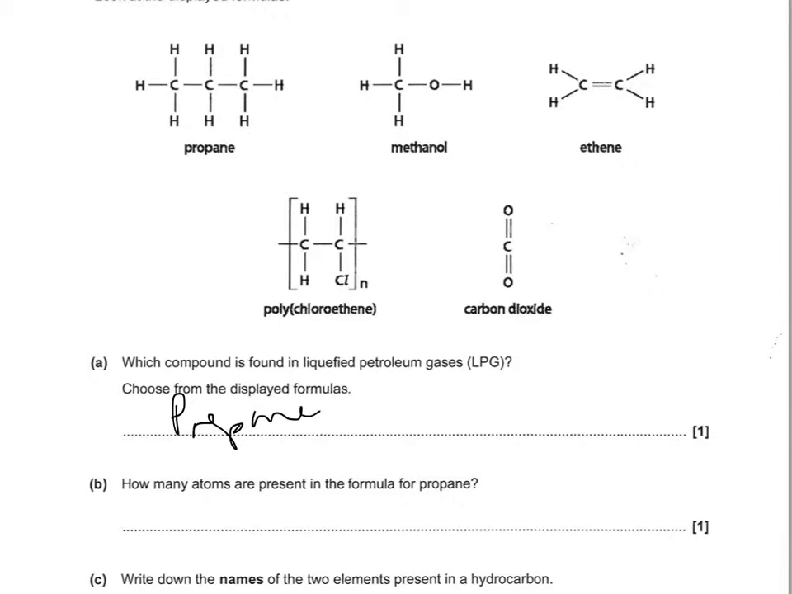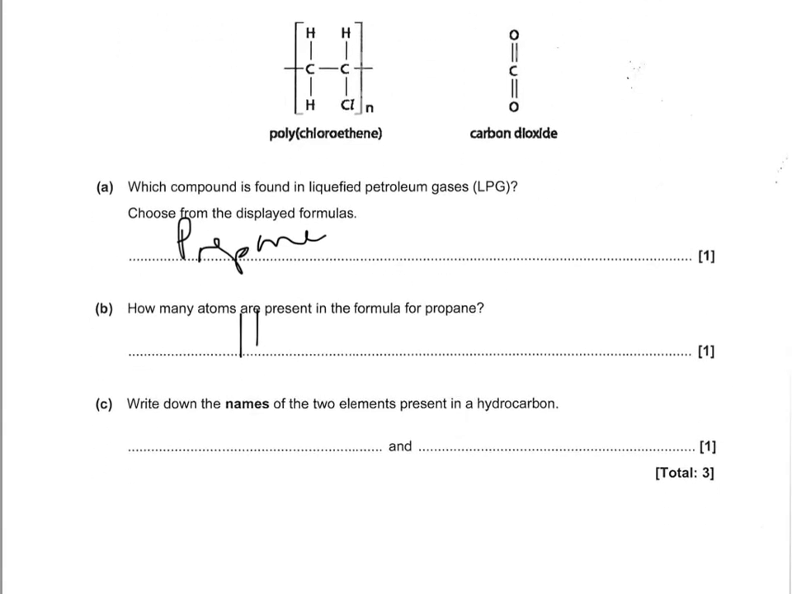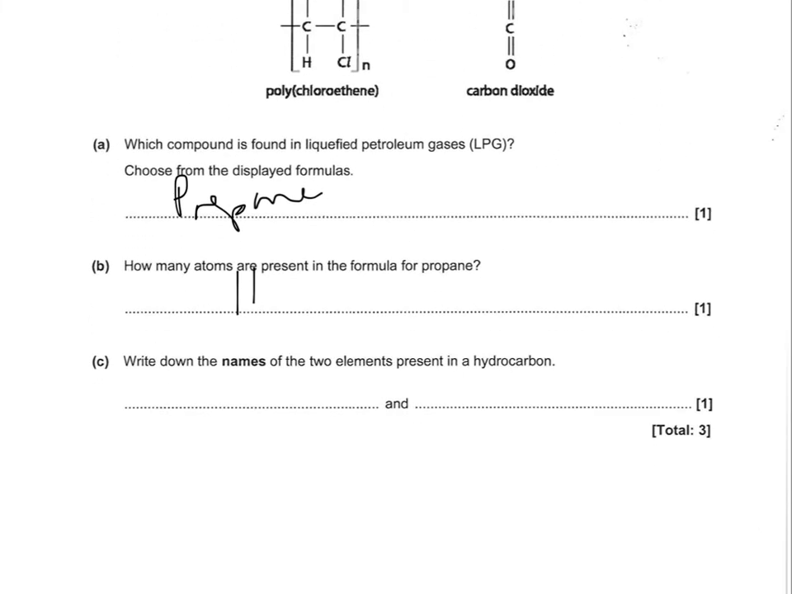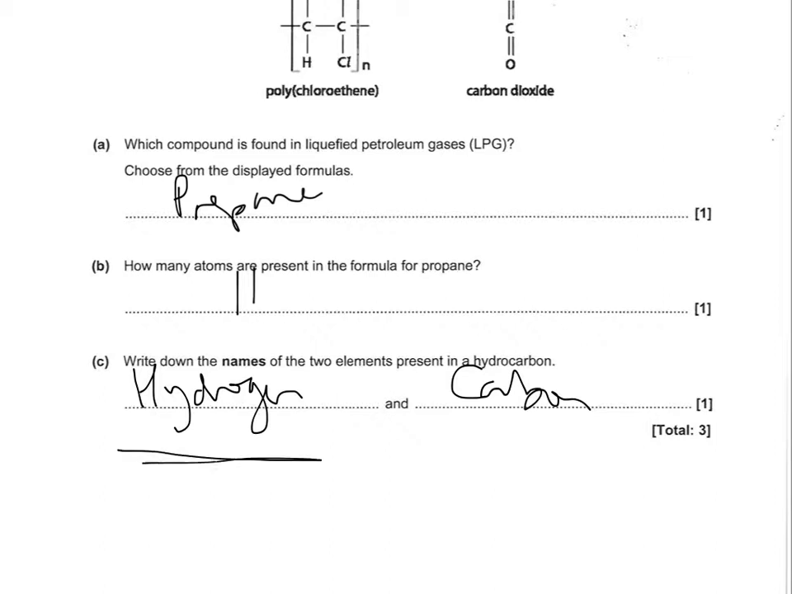How many atoms are present in the formula for propane? So the number of atoms is the complete number. So 1, 2, 3, 4, 5, 6, 7, 8, 9, 10, 11. 11 atoms. And then write down the names of the 2 elements present in a hydrocarbon. So remember, all hydrocarbons are made of hydrogen and carbon only, if you're asked to define this. So it's hydrogen, you need that full word. If you just put hydro, that wouldn't get you a mark.